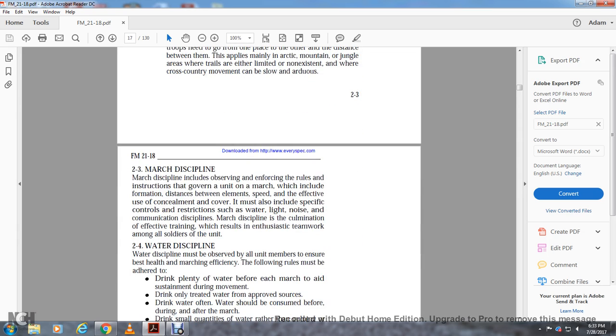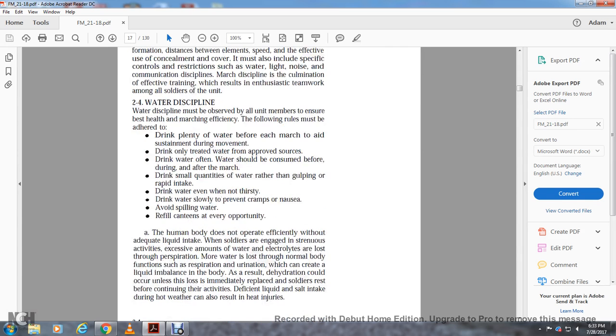2-3. March discipline. March discipline includes observing and enforcing the rules and instructions governing the unit on the march, which include the formation, distance between the elements, speed, and effective concealment and cover. This also includes specific control restrictions such as water, light, noise, and communication discipline. March discipline is the culmination of effective training, which results in enthusiastic teamwork among all the soldiers of the unit.